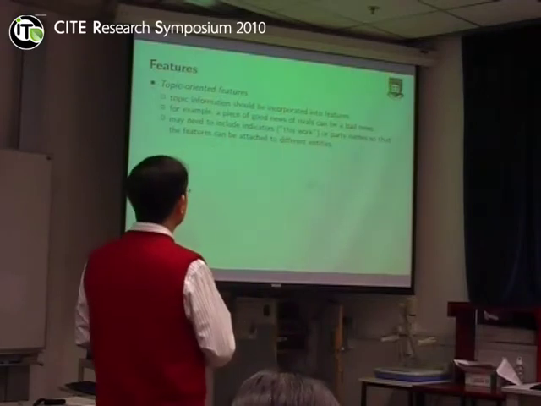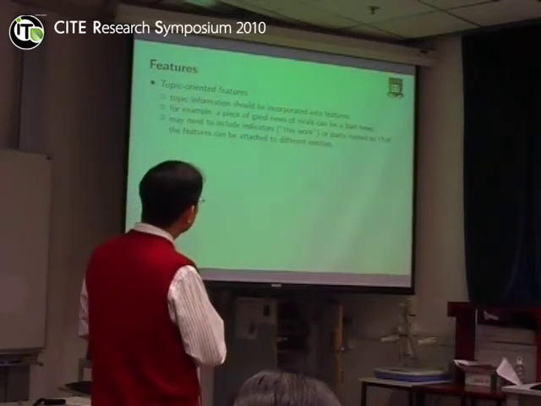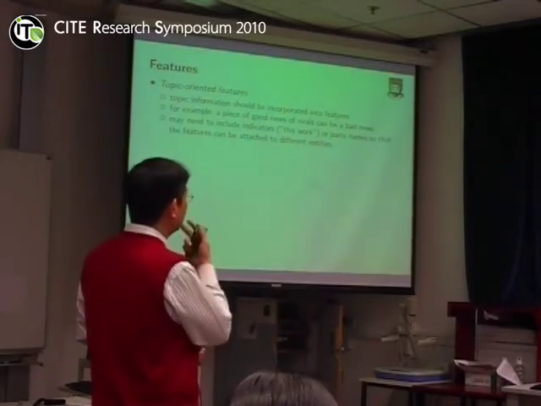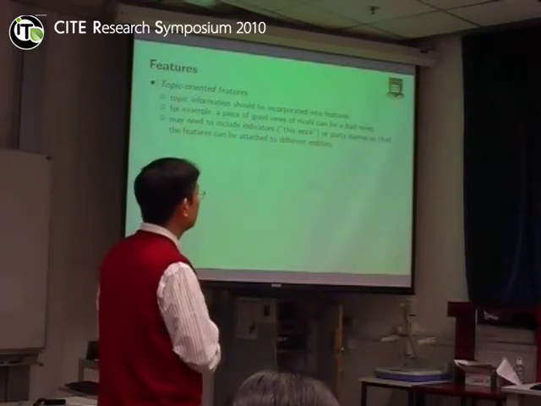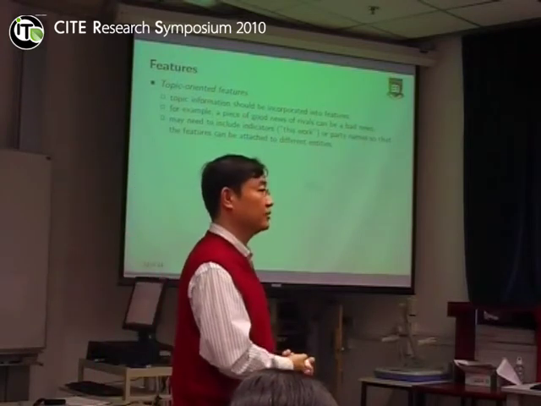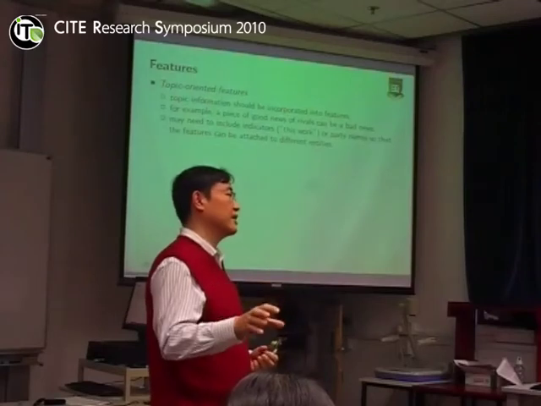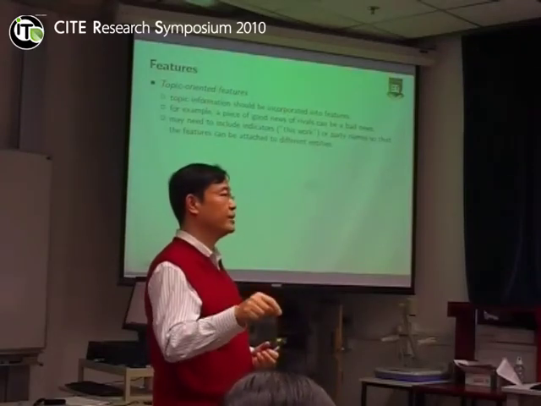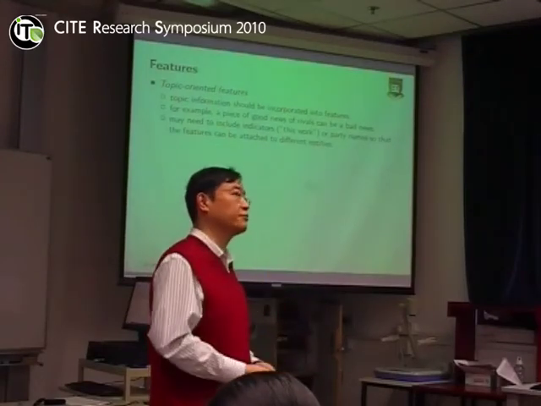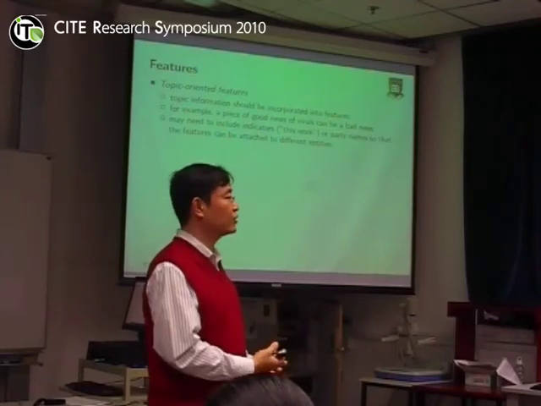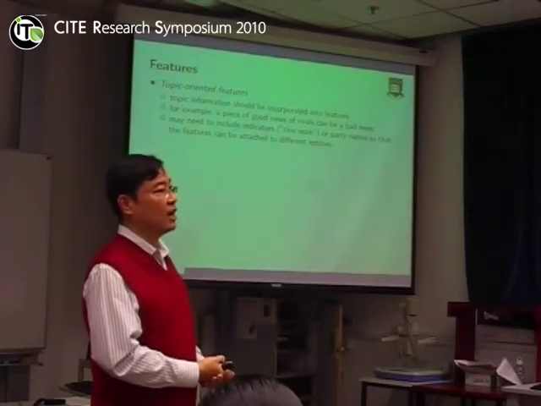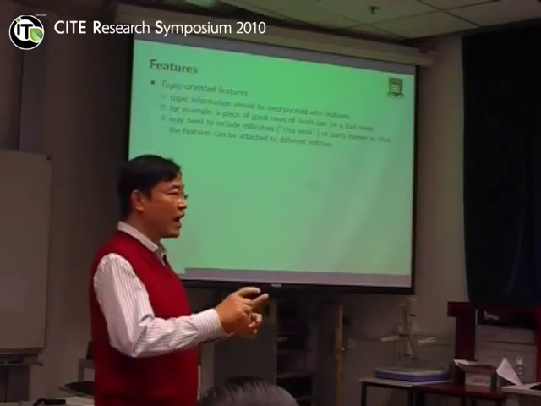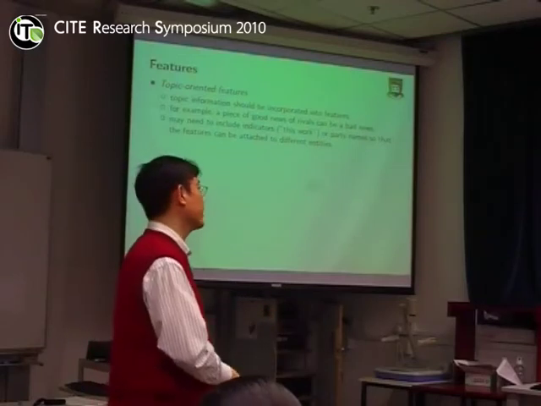So this kind of knowledge will be useful. And we may need to include indicator or party names so that the feature can be attached to different entities. When you look at the sentence, these features may need to be attached to some of the entities so that you can differentiate whether it is related to the rivals of the topic or the topic itself.